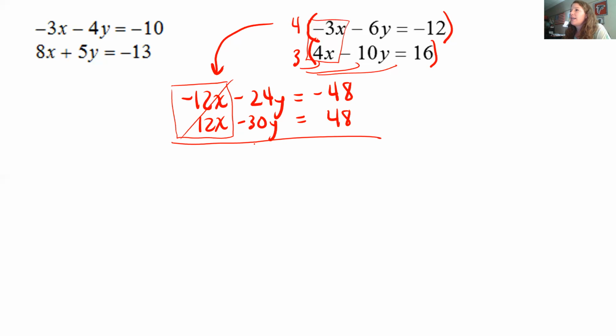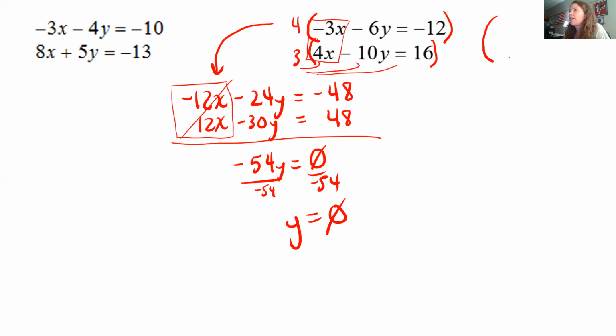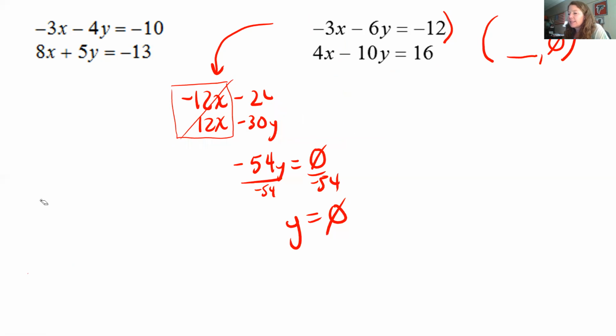My x's are gone. I have negative 54y equals 0. 0 divided by anything is 0. So y is 0. So my ordered pair, y is 0. And then for x, I'm going to bring down the first equation. I'll just do the first one. Get rid of some of this, it doesn't matter.